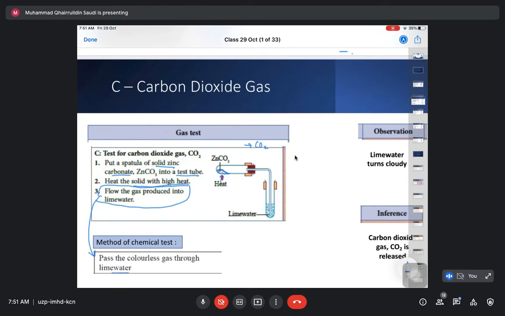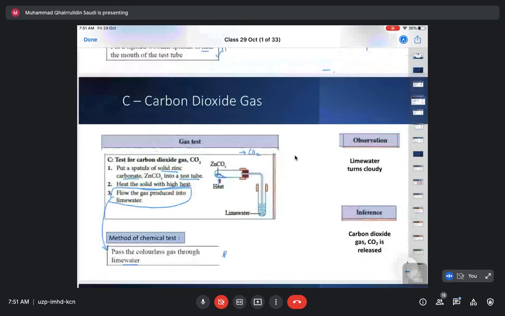Okay, and then this is what you do. What will the observation be? The lime water turns cloudy. When the lime water turns cloudy or milky, it shows that carbon dioxide gas is released or produced. Okay, this is the same as usual.